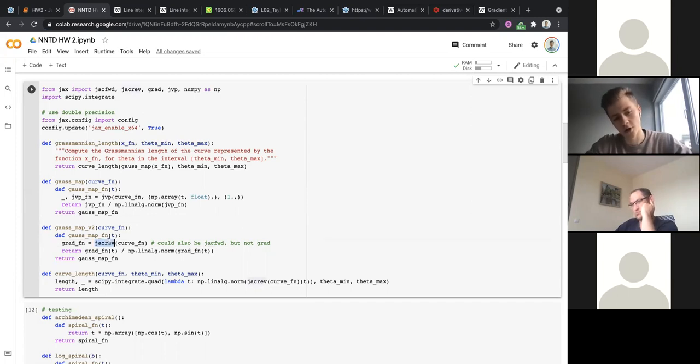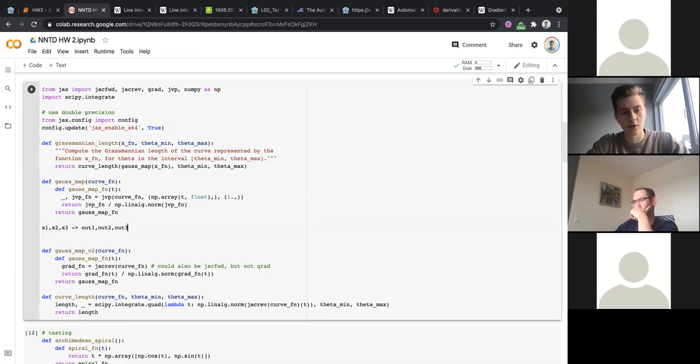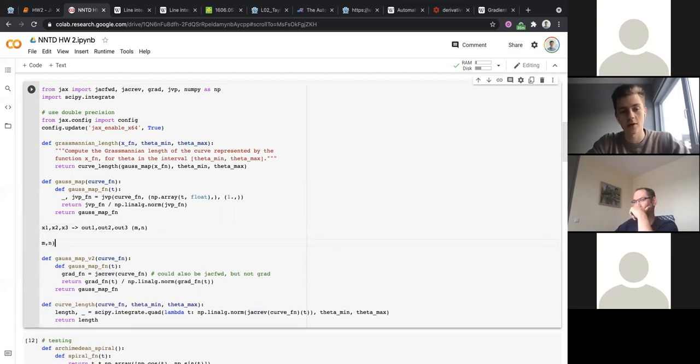The difference is that this Jacobian could be used when we have other types of functions where we'd have many inputs, x1 and x2 and x3 mapped to many outputs, output 1, output 2, output 3, and in total we'd get some m by n. With this Jacobian, when we take the derivatives, we'd get an m by n matrix. In our case, we only have one input and 3 outputs. If we take a Jacobian, it would be 1 by n. So it doesn't matter if we take the Jacobian or the JVP, the Jacobian vector product.